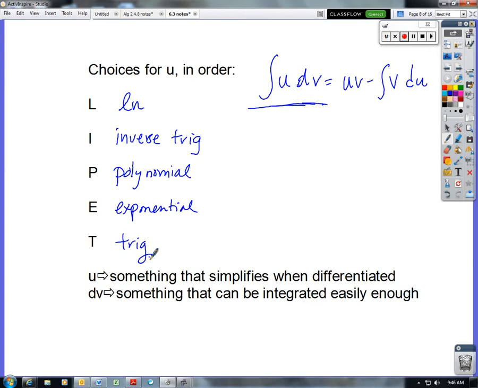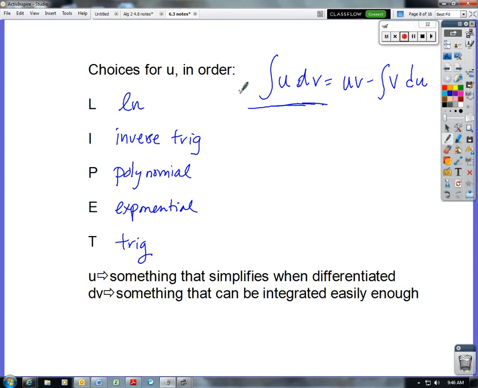So if you have a natural log in there, you're going to want to make it your u. If you have both a polynomial and an exponential, you're going to choose the polynomial to be the u, because this is like an order of priority. So, like it says, in order. You're going to choose the trig at the very last. You don't want it to be the u unless there's nothing else.